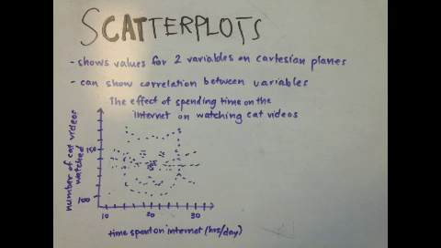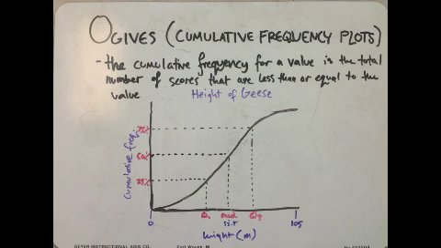Still, our example does give us a good way to look at gaps and clusters in our data, which are one thing that scatter plots are very useful for. Now, it seems that there is a cluster of data around 20 hours spent on the internet and about 130 cat videos watched. The last type of graph we'll be talking about is the ogive, or the cumulative frequency plot.